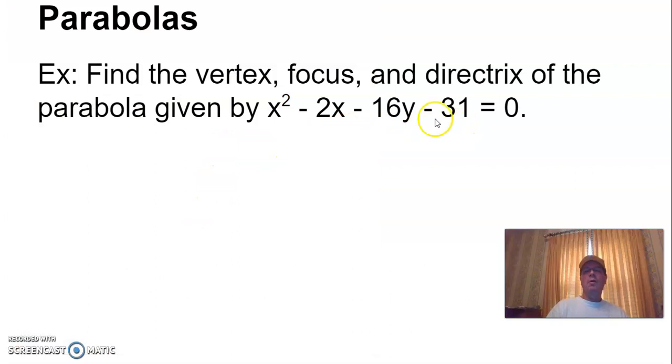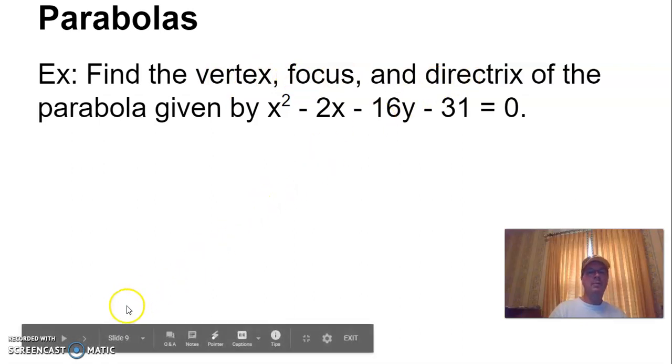This time we're given an equation, but it's not in a nice form. It's not in standard form at all. So it's hard to tell what h, k, and p would be, and I need those to help me find the vertex, the focus, and the directrix. All right? So how do we deal with that problem?